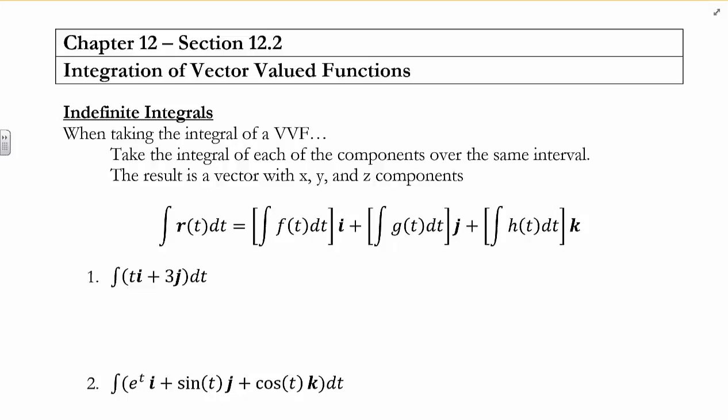All right, welcome to the third lesson of chapter 12, and this has to do with the integration of vector valued functions. Now the good news is, much like differentiation, integration of vector valued functions just means you take the antiderivative 3 times instead of taking the derivative 3 times.